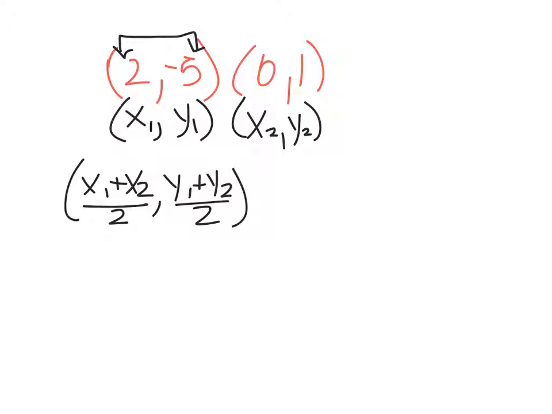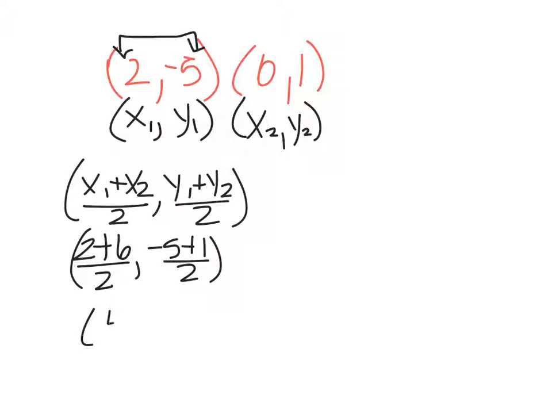So when I add x1 and x2, I'm actually adding 2 plus 6 in this case, and then dividing by 2. And then for the y's, I'm doing -5 plus 1, and then dividing by 2. So my answer for this would be 8 divided by 2, which is 4, and -4 divided by 2, which is -2.